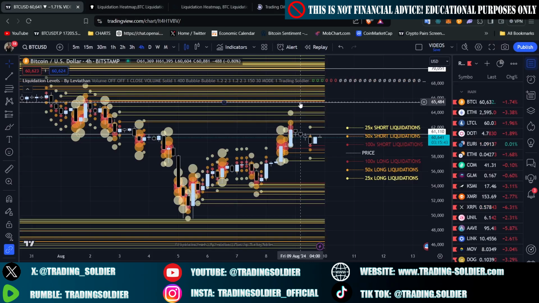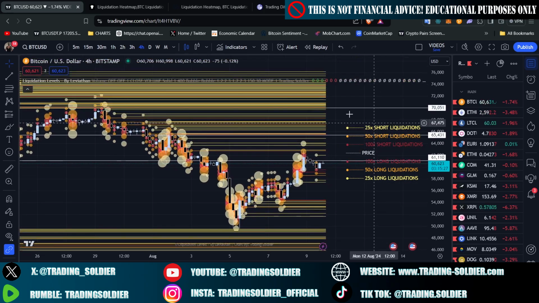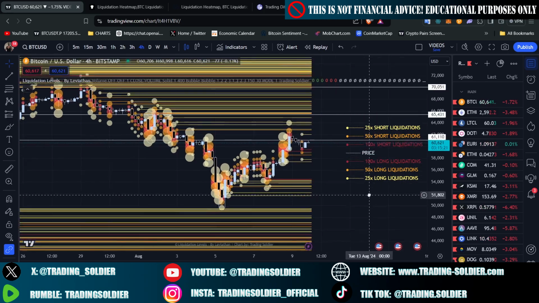Okay, so first of all, what are liquidation heatmaps? Liquidation heatmaps basically try to predict, because they use, for example, volumes, open interest and CVDs, and they try to predict with these different kinds of metrics where the 25x, 50x or 100x short and long liquidations are clustered in the chart.